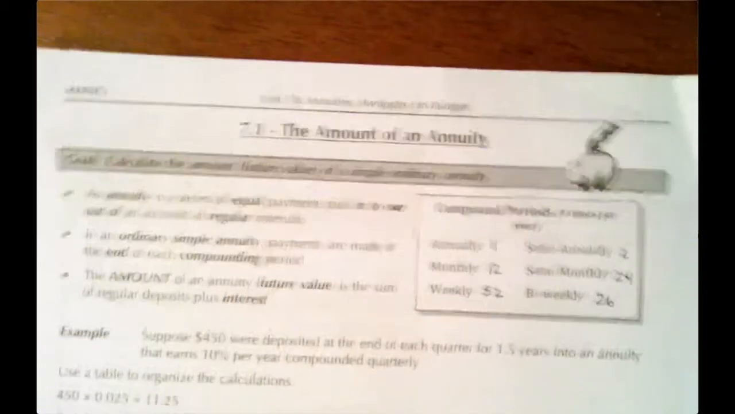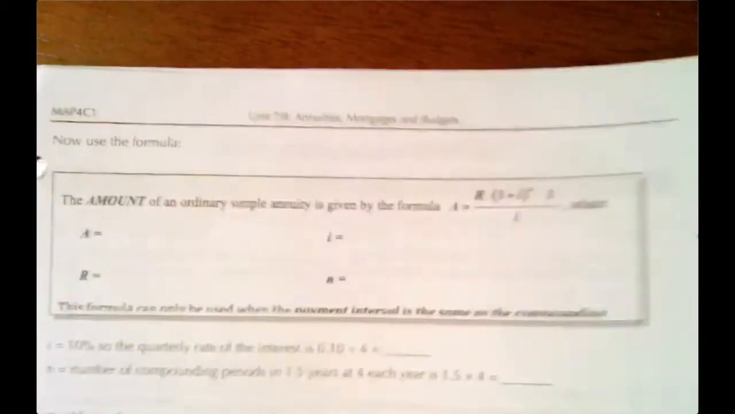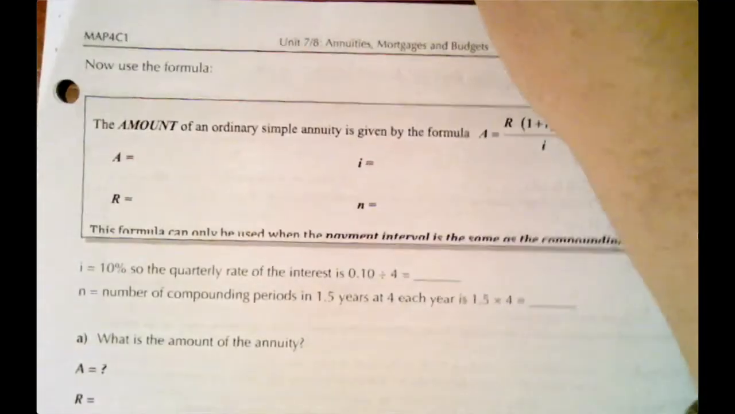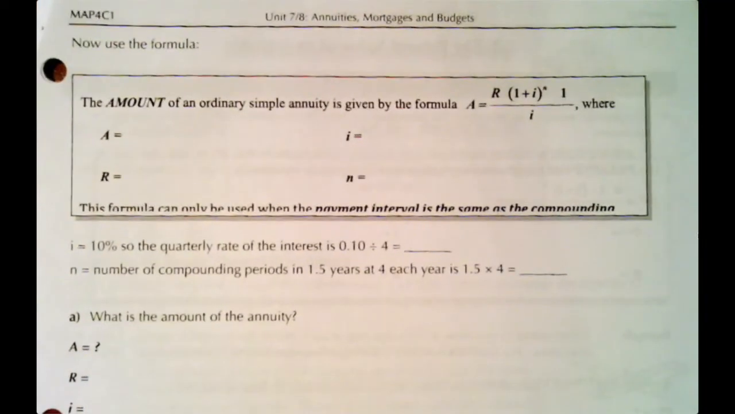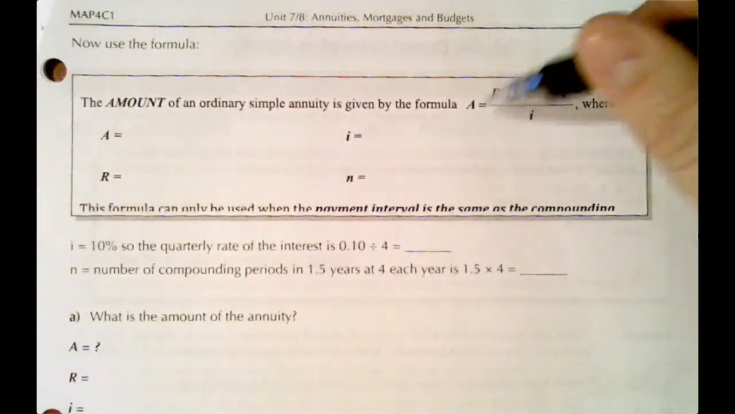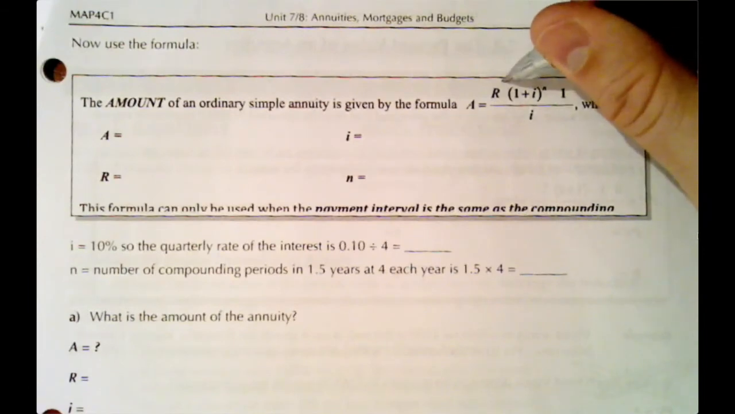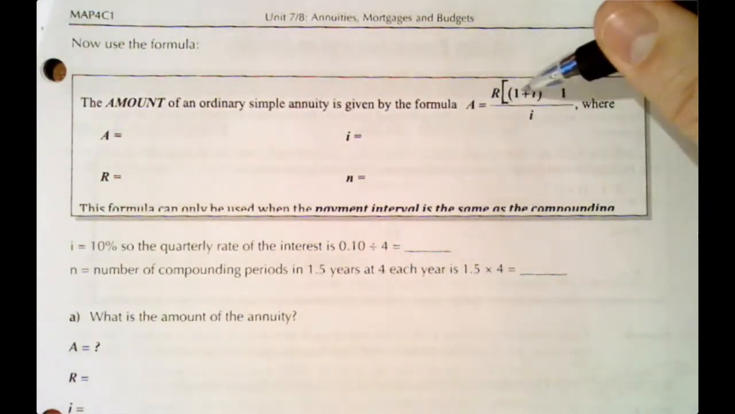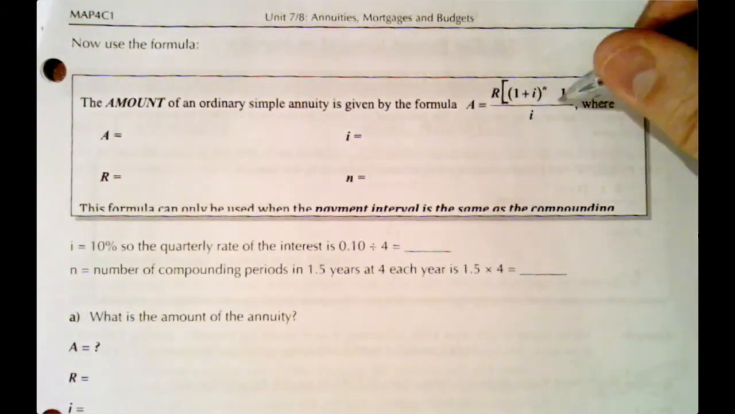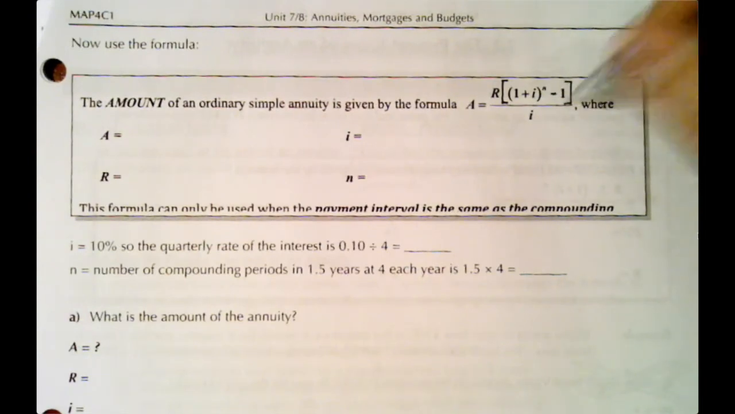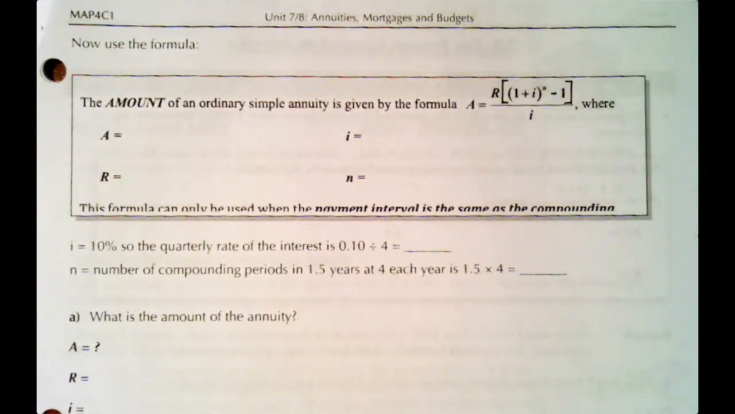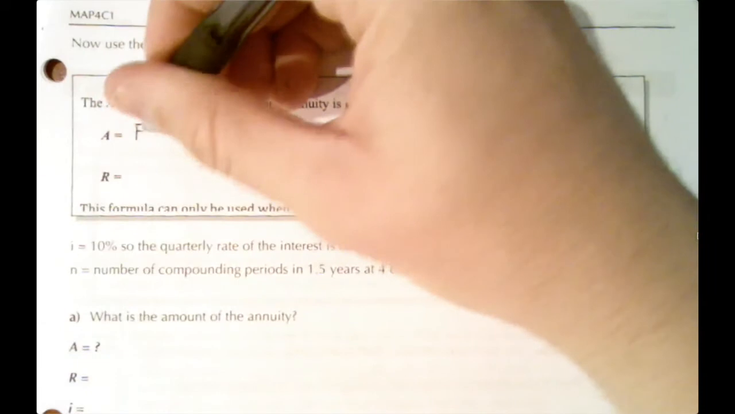Let's flip it over. Fortunately, we have an equation. And here it is. A equals R, and we're missing a big square bracket here. 1 plus I to the exponent n minus 1, big square bracket, all divided by I. Now, in order to use the equation, we need to know what all the letters mean. Well, A means future amount.